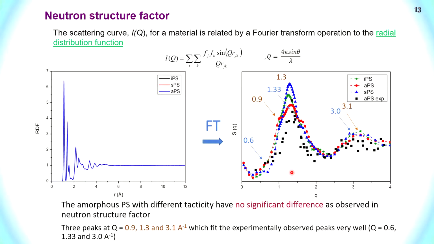The neutron scattering curve can be obtained from the Fourier transform of the radial distribution function. The amorphous polystyrene with different tacticity shows no significant difference. Three peaks at 0.9, 1.3, and 3.1 fit the experiment very well.